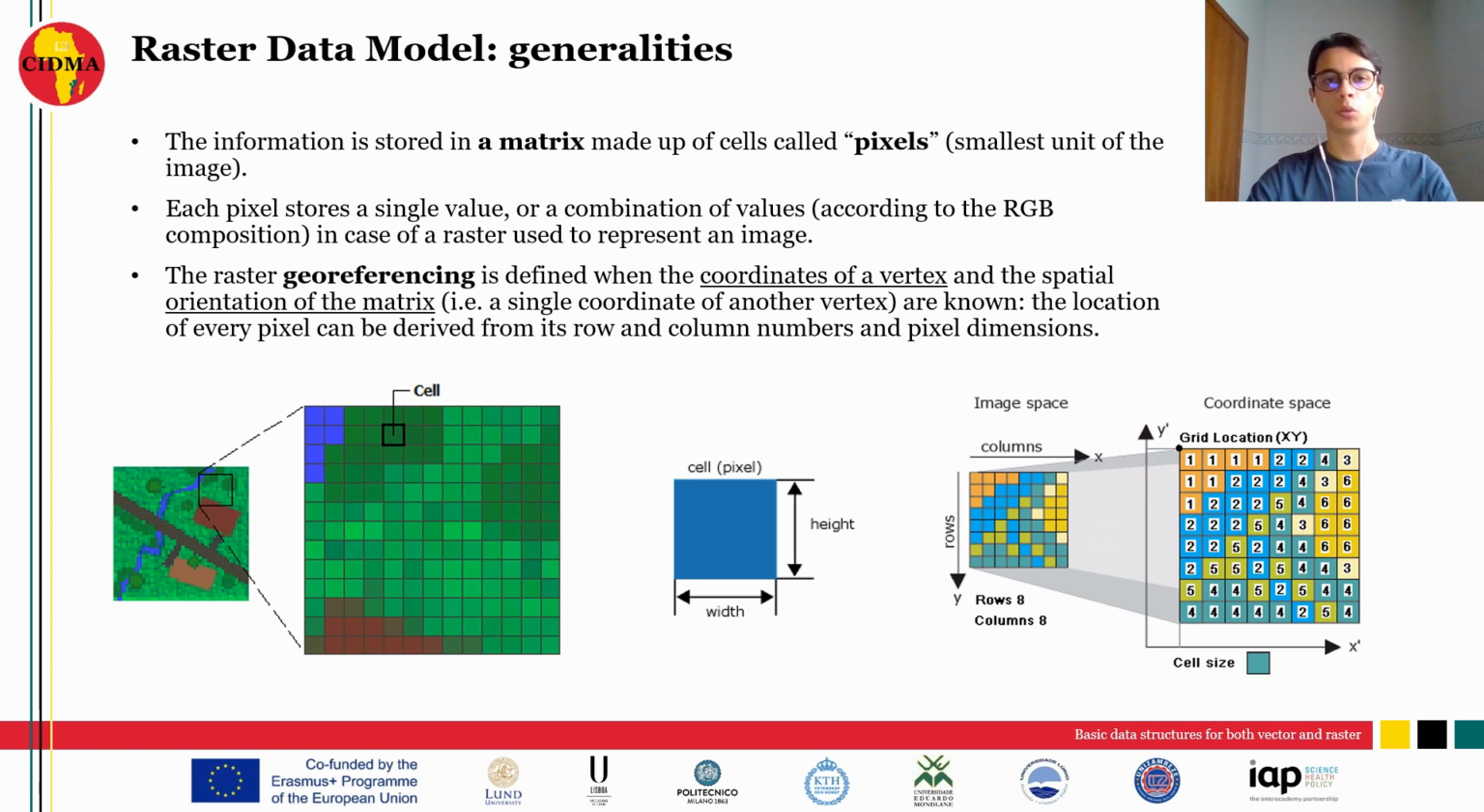In order to define completely the raster georeferencing, the coordinates of one vertex and the spatial orientation of the matrix must be fixed. This means that we have to know the two coordinates of a vertex and a single coordinate of any other vertex. In this way, the position of any other pixel can be derived from its row and column numbers and from the pixel dimensions.